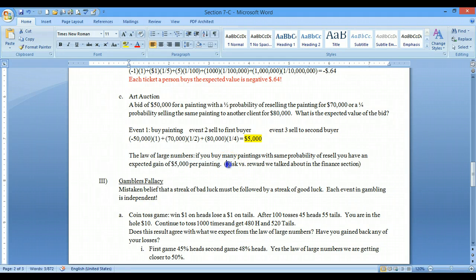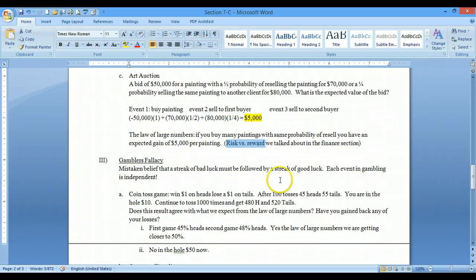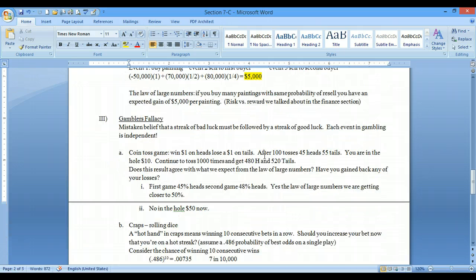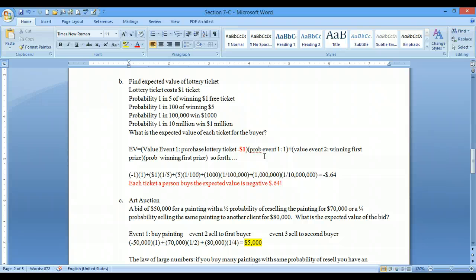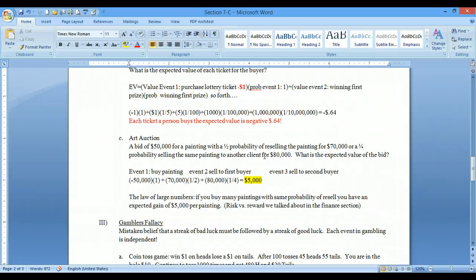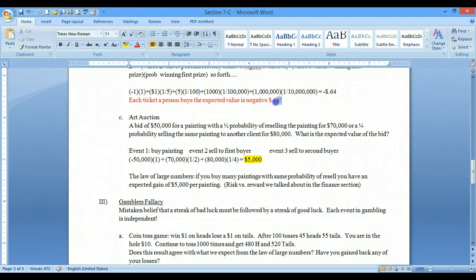But you do always have the risk versus reward, and we talked about that in the finance section. You have to balance it. Do you really have that probability of reselling to these different clients? That's something you would have to weigh with the risk and the reward. We're going to move on to Roman numeral 3, which is nice because we already talked about the expected value of the lottery ticket and how it's really not worth it. You just expect to throw the money away.